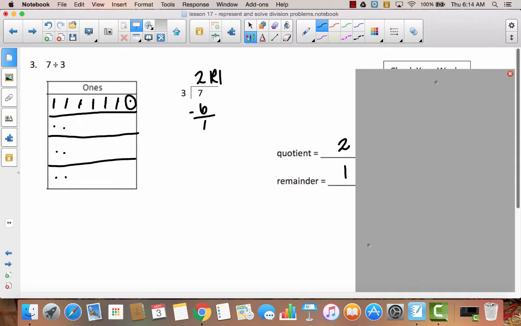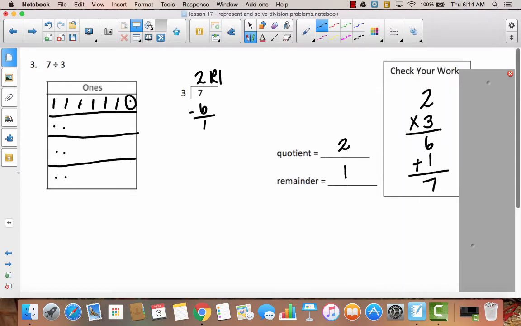Then I went to check my work. My quotient was 2. I was dividing by 3, so this time I multiplied by 3. That gave me 6. I added my remainder. That gave me a total of 7. And 7 was the total that I began with.